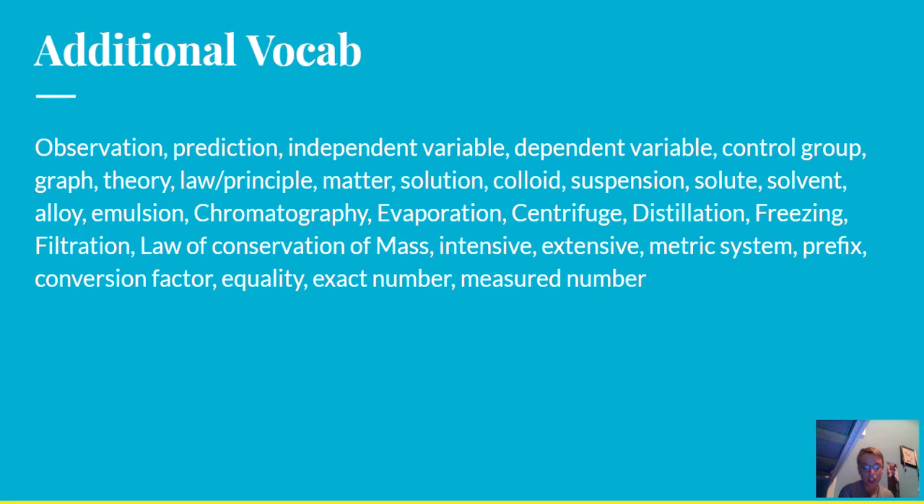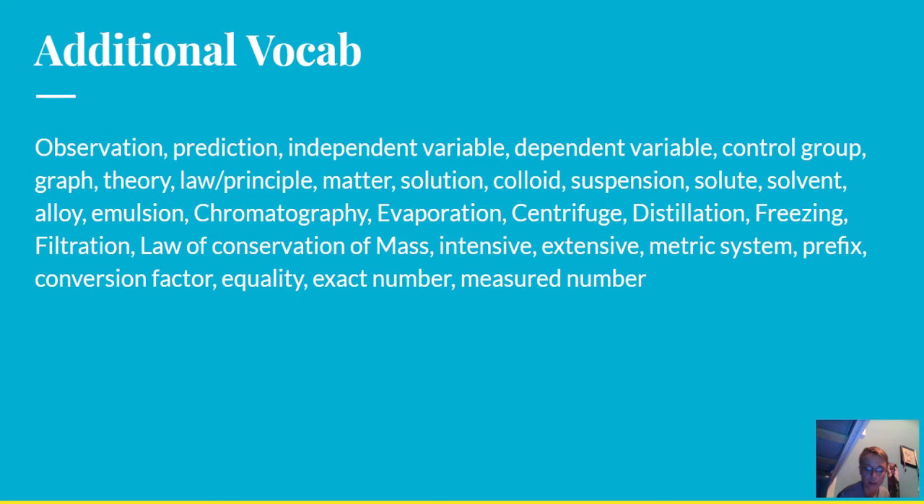Independent variable usually changes and has a direct effect on the dependent variable. Dependent variable, the variable that is being tested and measured in an experiment and is dependent on the independent variable. Control group, the standard to which comparisons are made in an experiment. Graph, a diagram showing the relationship between variable quantities, typically of two variables, each measured along one of a pair of axes.